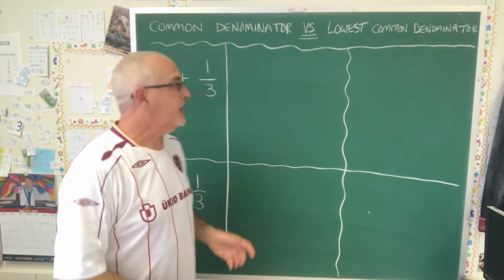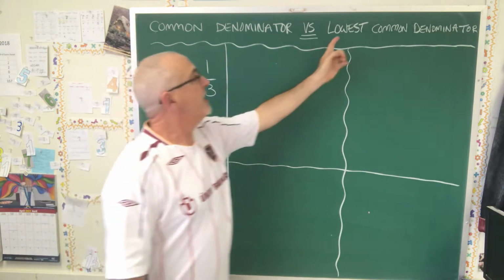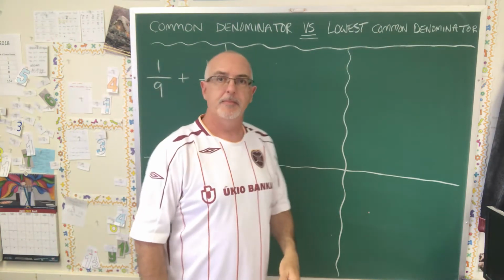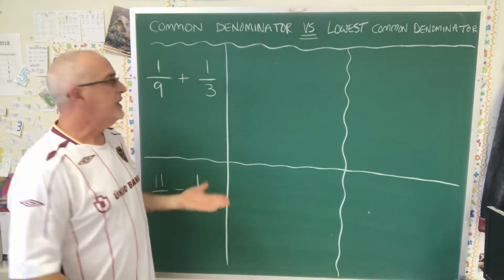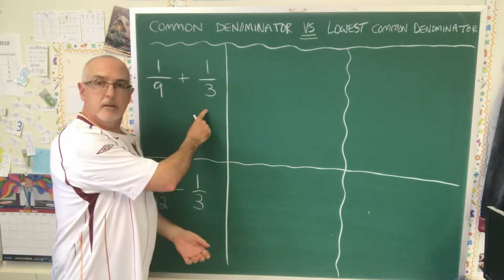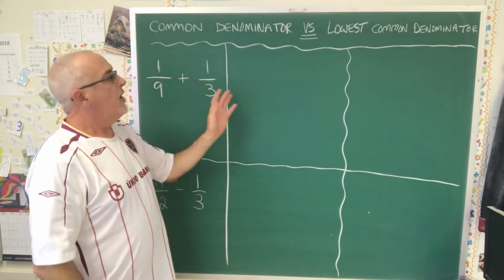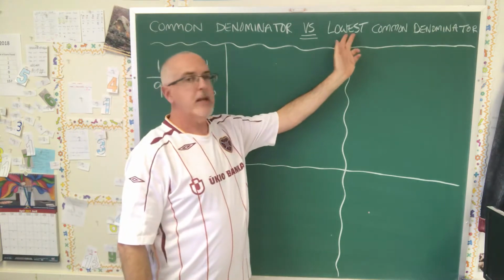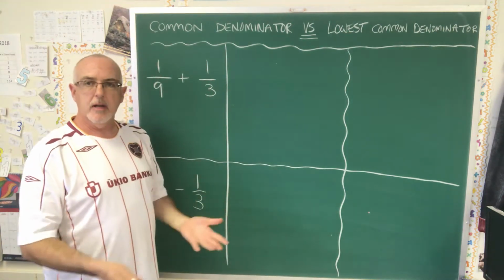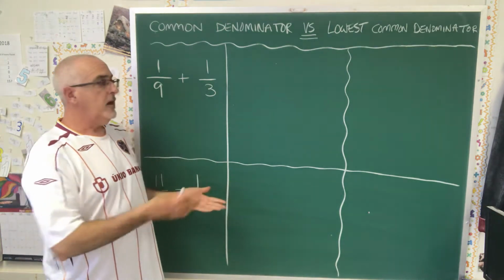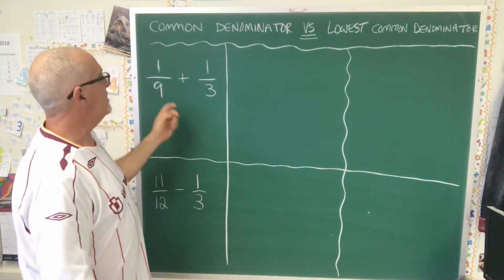Today's Daily Dose of Math is about the common denominator versus the lowest common denominator. There are two different approaches that students can take to answer a question like this. They can just go for a common denominator, or they can try to get the lowest common denominator. Either of these can lead to a correct answer and full marks. So it's okay for the student to choose their favorite method. But let's compare them and see what happens.